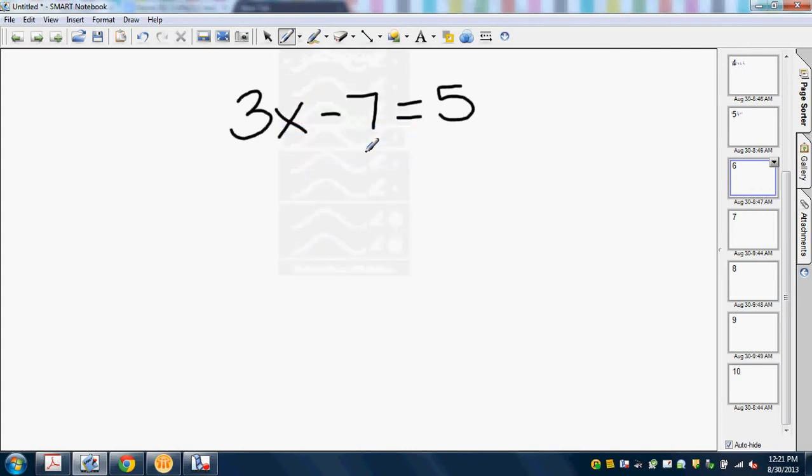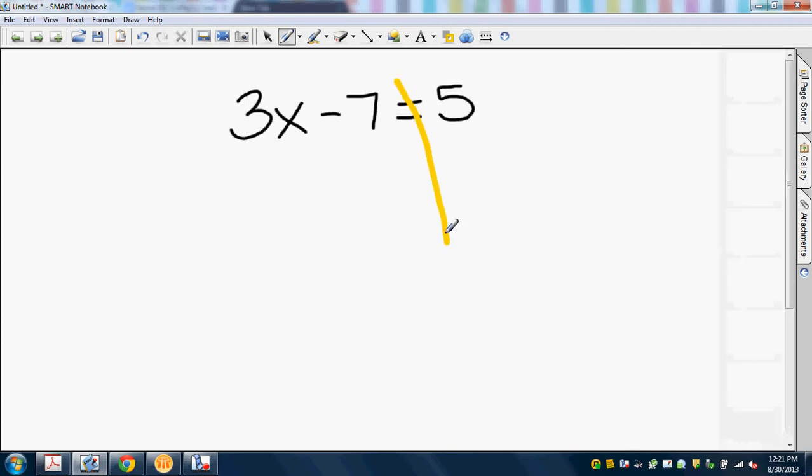And the trick, or the rule, is that you always do reverse order of operations. And what I mean by that is normally when we're solving a problem, we multiply and divide before we add and subtract. Well, when you're solving an equation, you're going to do it reversed, so you're going to add or subtract before you multiply or divide.